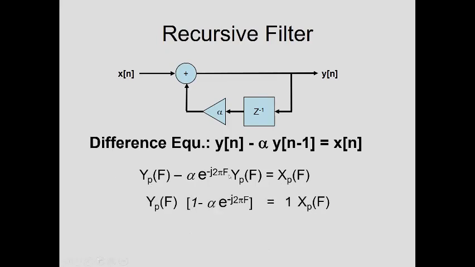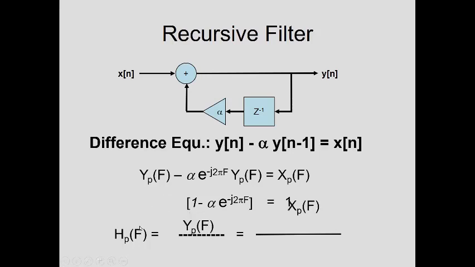Rearrange. We'll first pull out the Y of f's from the common term on the left side, and then set up this ratio. H of f is Y of f over X of f, which means we'll have 1 on that side over 1 minus alpha e to the minus j 2 pi f on that side, which is exactly the frequency response for this system that we've derived in the past by several other methods. Although I would argue this is, other than looking it up in the lookup table, pretty easy.